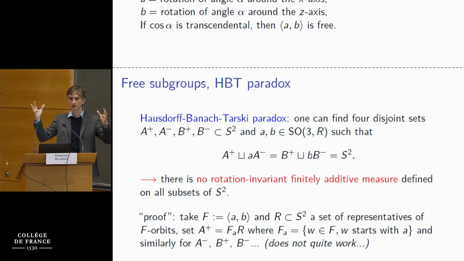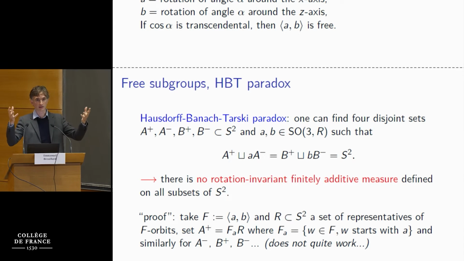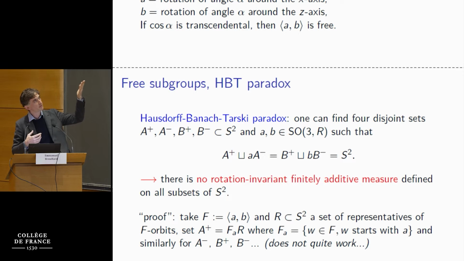That's completely paradoxical because you have four disjoint subsets. If you think that these subsets may have a measure, then it's as if you had doubled the space. If you had a rotation invariant measure on the sphere, then the measure of A plus plus the measure of A minus would be the whole sphere. But the measure of B plus plus the measure of B minus would also be the whole sphere. But then they are disjoint, so the measure of the sum would be less than the whole sphere, but it's impossible.